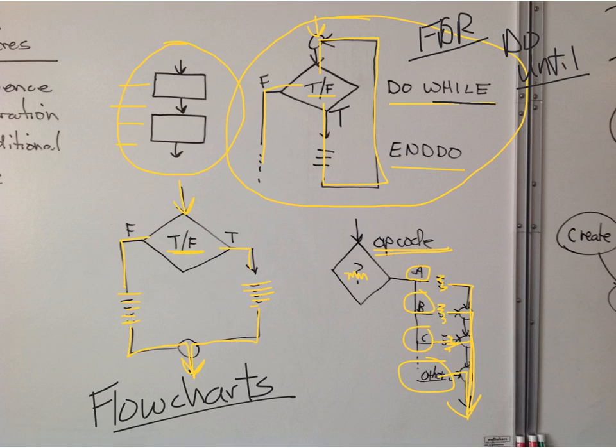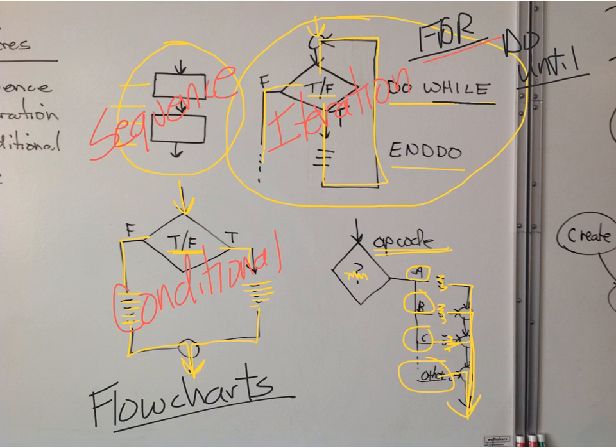Okay. So, if I was to write these in here, this is a sequence. This is an iteration. Okay, for is an iteration. This is a conditional. And this is a case structure. All right. Moving on.